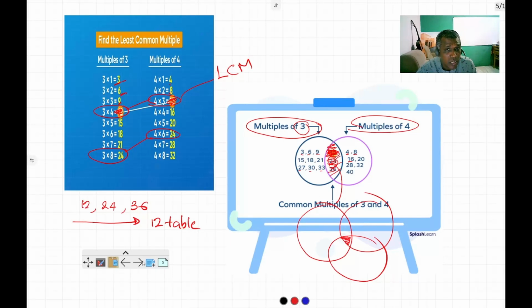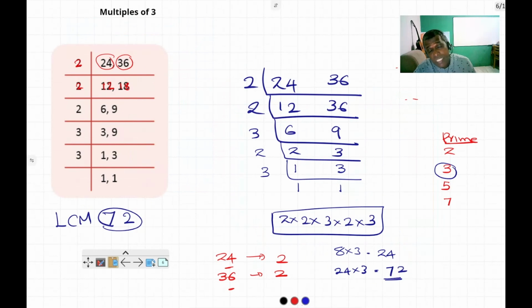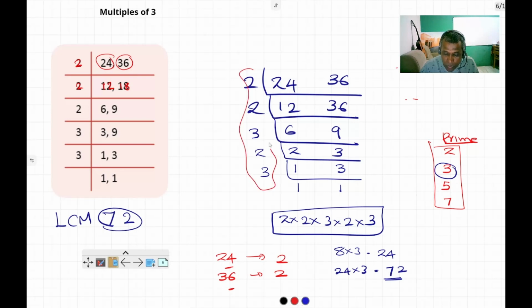Next, is there any other way to find the LCM? Yes, the simplest way is to mark the numbers and divide them with prime numbers. All these divisors should be prime. We can't divide by something else. We have to remember the first few prime numbers, then we can divide, and finally we want to get to 1 and 1. If we multiply all these, we get the common multiple.